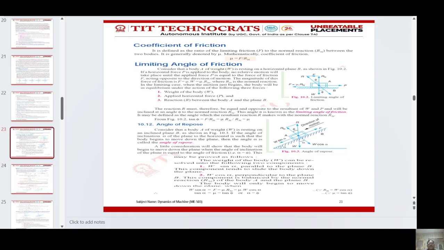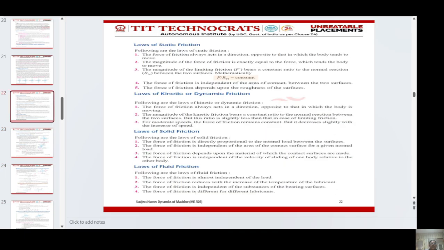Laws of static friction. Following are the laws of static friction. The force of friction always acts in a direction opposite to that in which the body tends to move. The magnitude of the force of friction is exactly equal to the force which tends to move the body.